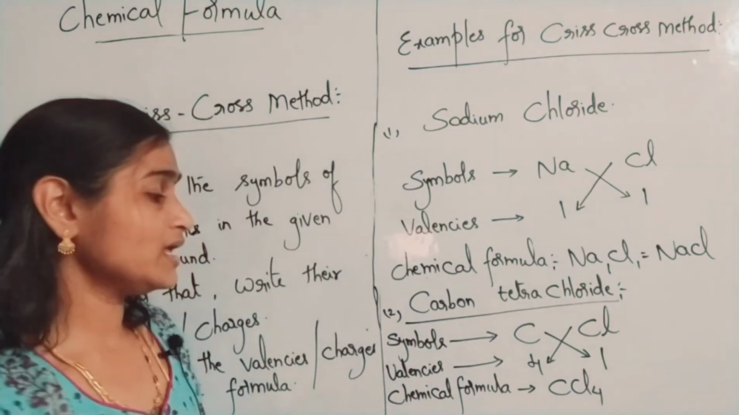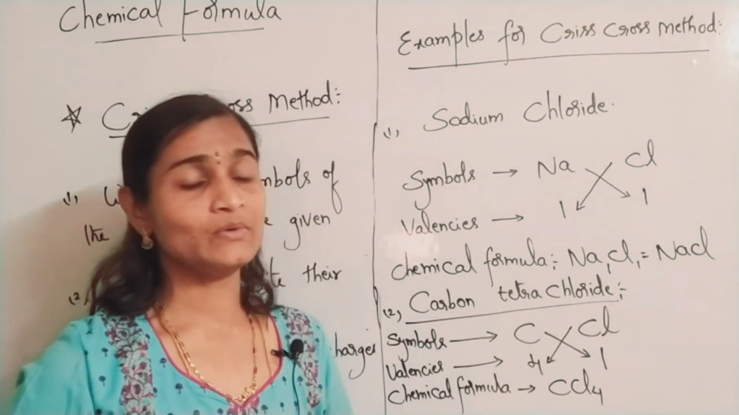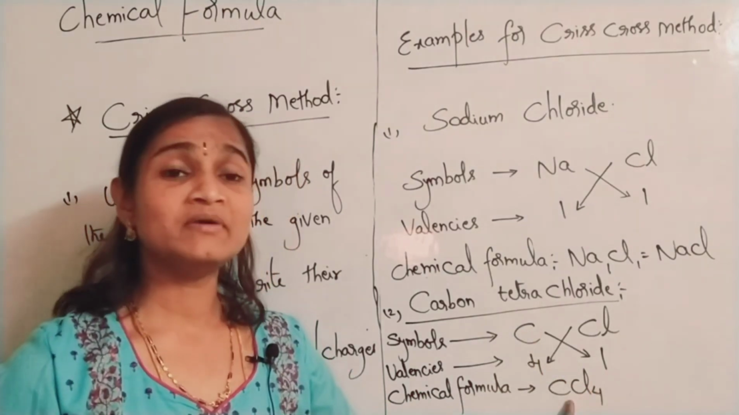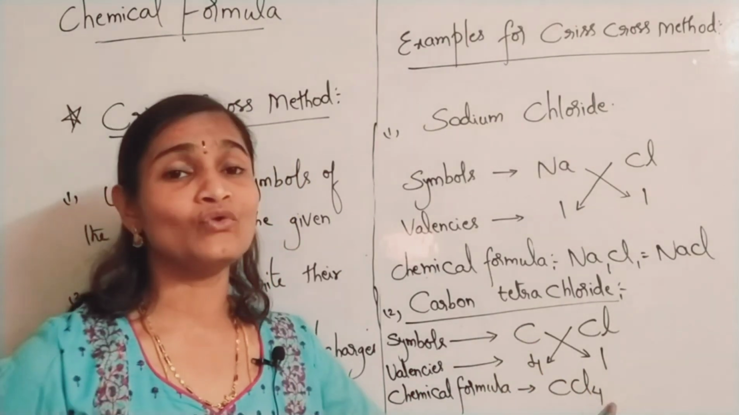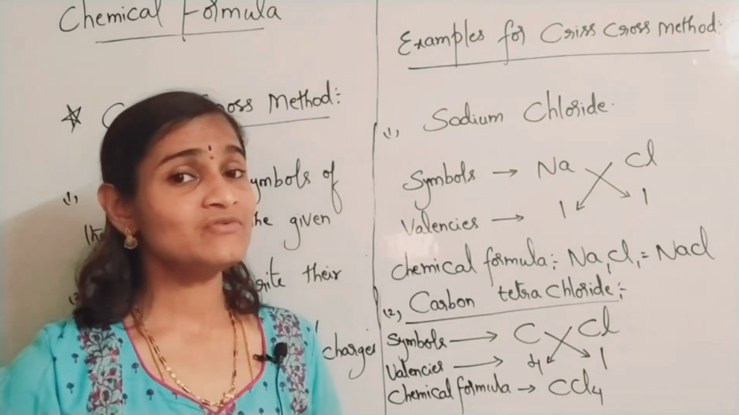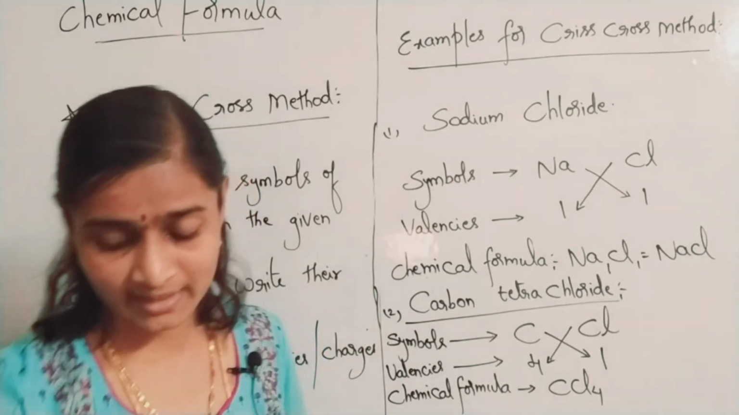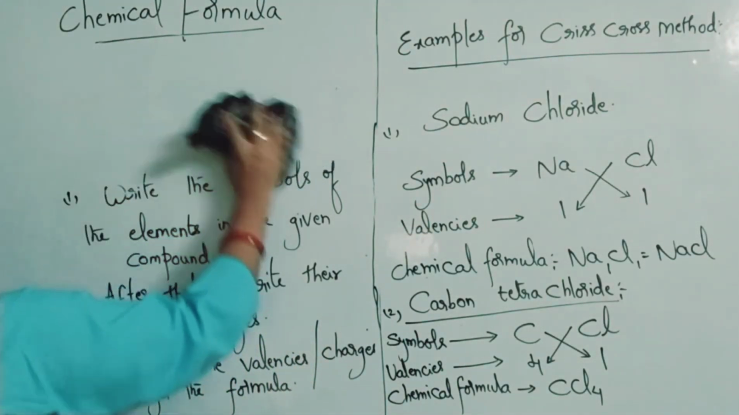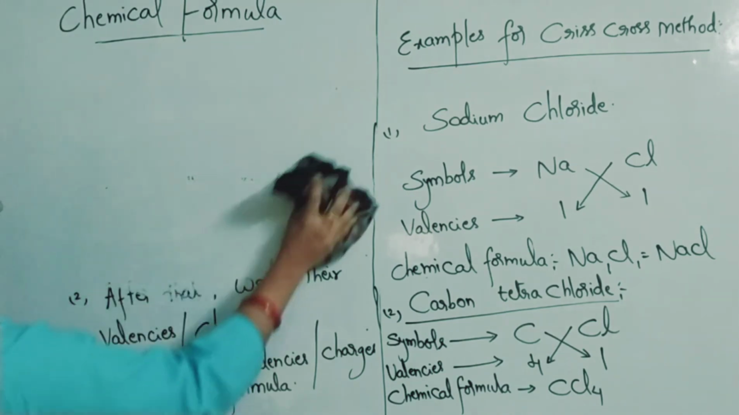The chemical formula is CCl4, carbon tetrachloride. After crossing over the valencies, carbon gets 1 and chlorine gets 4. So CCl4 is the formula for carbon tetrachloride. In the same way, you can learn any of the examples.